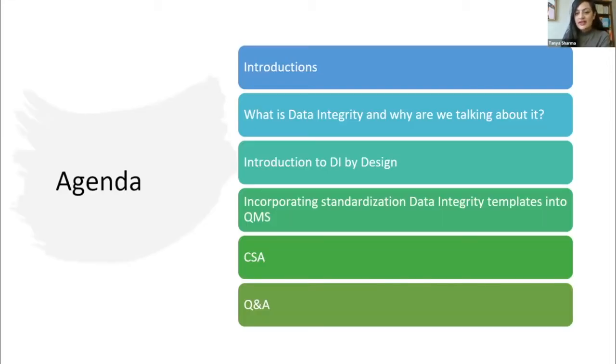And today, as Ashley mentioned, our topic is integrating data integrity principles into your QMS. So we're going to talk about what is data integrity, why are we talking about it, introduction to data integrity by design, incorporating standardization data integrity templates into your QMS, and then we'll have a discussion on computer software assurance, and then we'll have some time for Q&A as well.